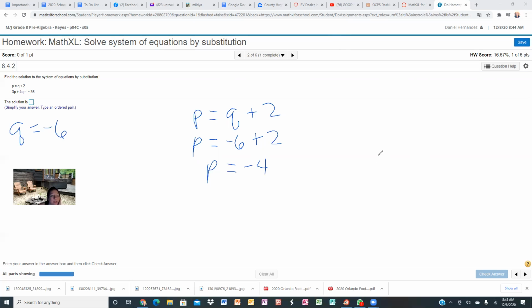I'm not sure if the answer is supposed to be PQ or QP, but we're going to try PQ, which would be -4, comma, -6. Let's see if that's right.